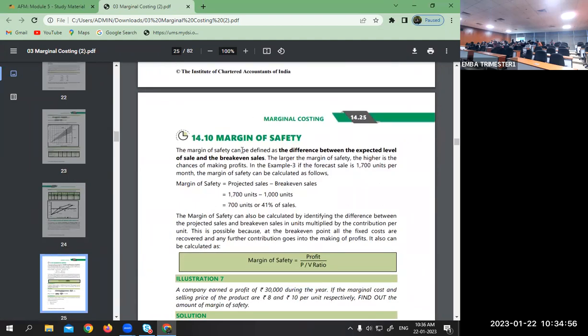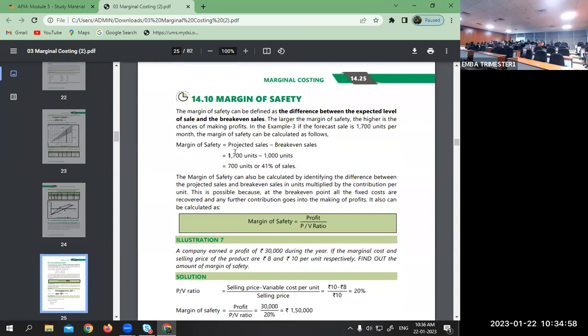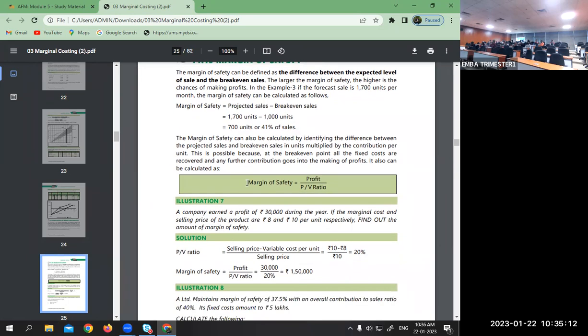Look at this, this is the margin of safety. Your sales are 1,700 units, but your break-even sales is only 1,000 units. So you are safe by 700 units. 41% of your sales is more than break-even, so you are safe by 41%. It can be otherwise calculated as margin of safety equals profit divided by PV ratio. Through this equation also, you can calculate the margin of safety: actual profit divided by contribution ratio. PV ratio is equal to contribution ratio.